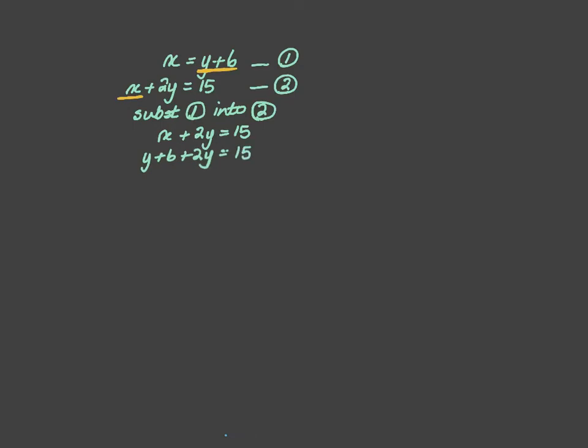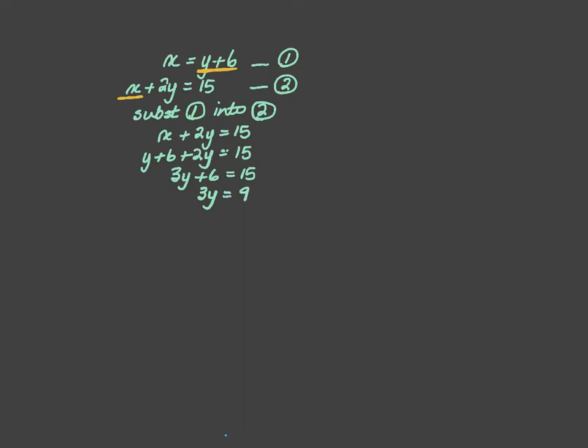On the left-hand side, I add my like terms. y plus 2y is 3y, plus 6 is equal to 15. I want to isolate the y in the end, so I'm going to subtract 6 from both sides. So 3y plus 6 minus 6 gives me 3y is equal to 15 minus 6 is 9.